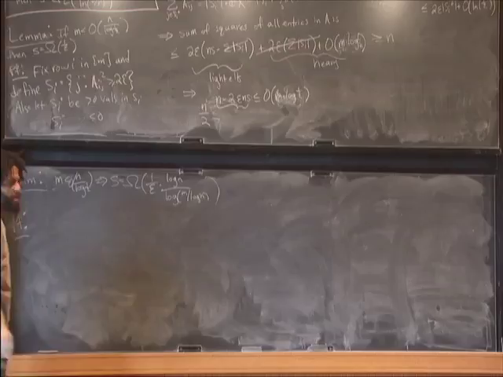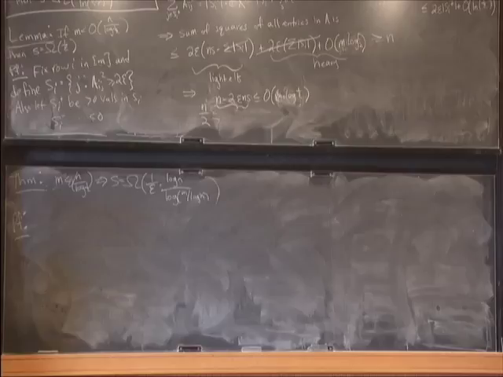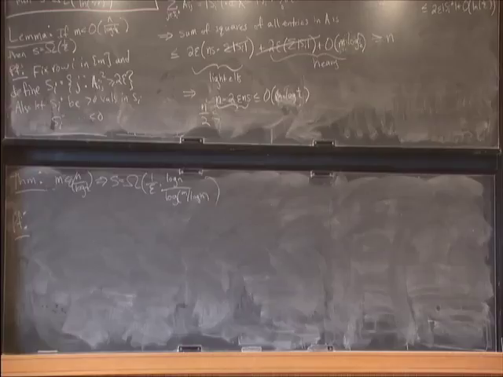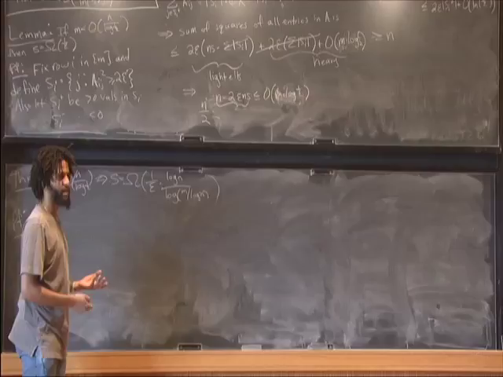OK, so now we're going to do pigeonhole. So this is what we're going to say. We're going to do an argument very similar to this, except we're not going to zero out just one row. We're going to zero out many rows. And the idea is the following. Look at every column. We're going to define a pattern that corresponds to that column.